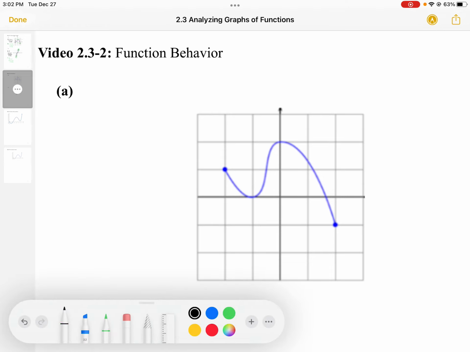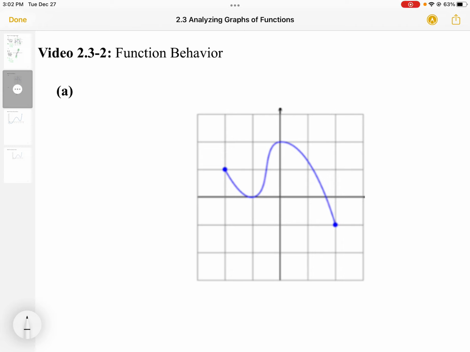So the first thing I like to do is identify the points where the graph changes direction. From left to right, it starts right here, and it is going down, okay? Going down until it gets to about there, and then it switches direction and it starts going up until about that point. And then it starts going down again until it finally stops right there.